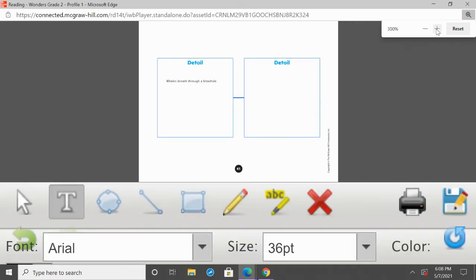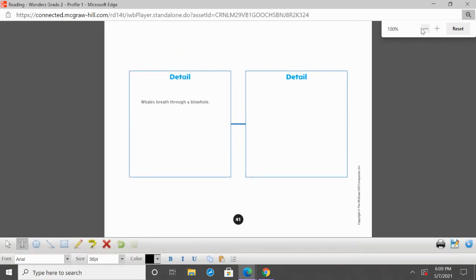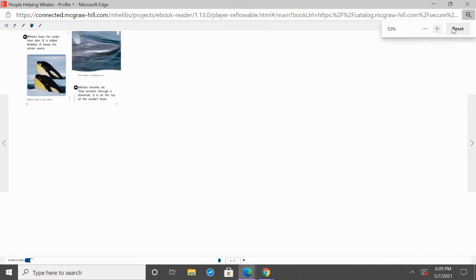Let me zoom in for us so you can see. Oh, other way. There we go. Whales breathe through a blowhole. And we saw that in our picture and through the caption. So the picture and caption helped us with our key details. So go ahead, if you need to pause me and write that in your first box, go ahead. All right, let's keep looking for more key details.